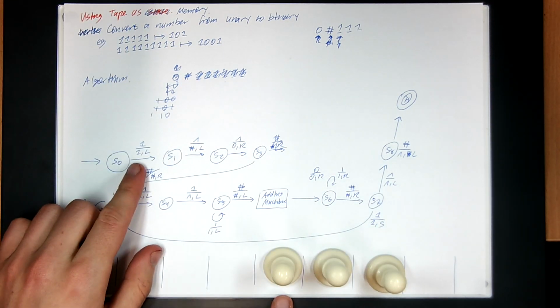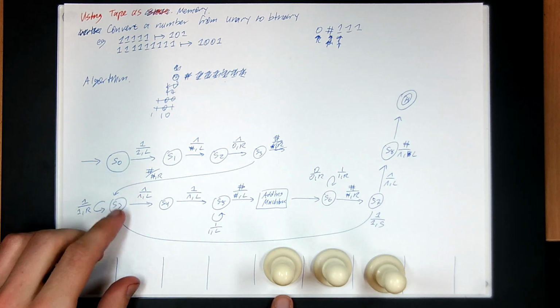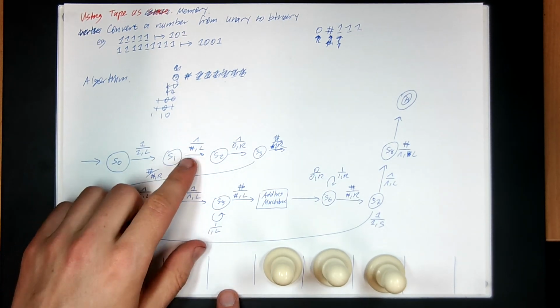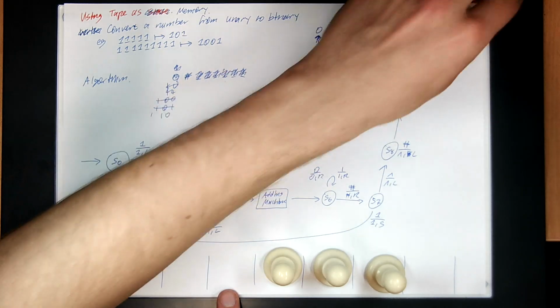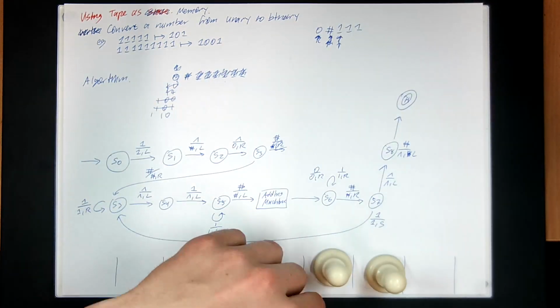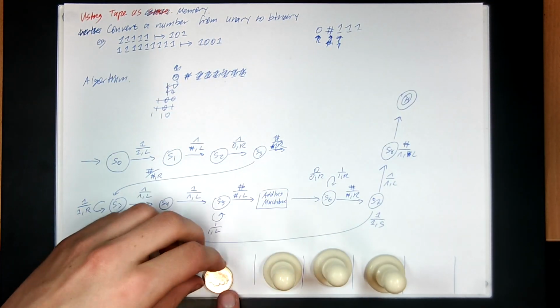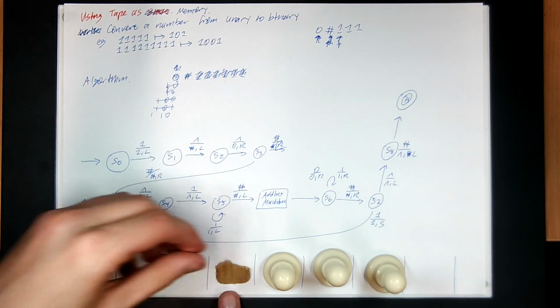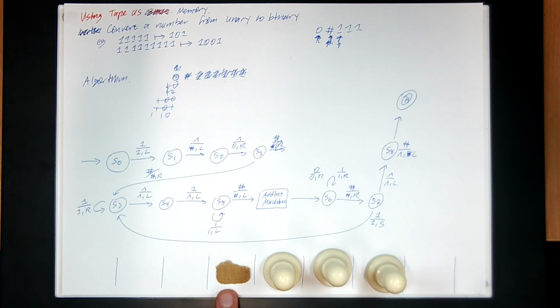If I see a 1, write a 1, move left. If I see a blank, which I know I do, write a hash. I guess I'll use this coin to represent a hash. The coin is shiny, I'll use the cardboard. There we go, so the cardboard represents a hash. And then see a blank, write a hash, move left. See a blank, write a 0, move right.